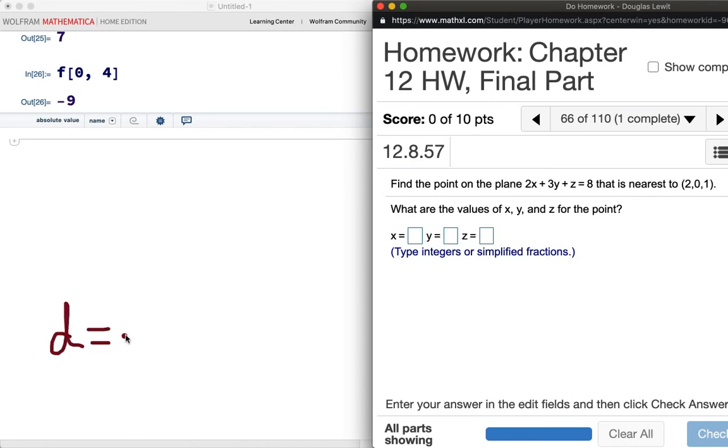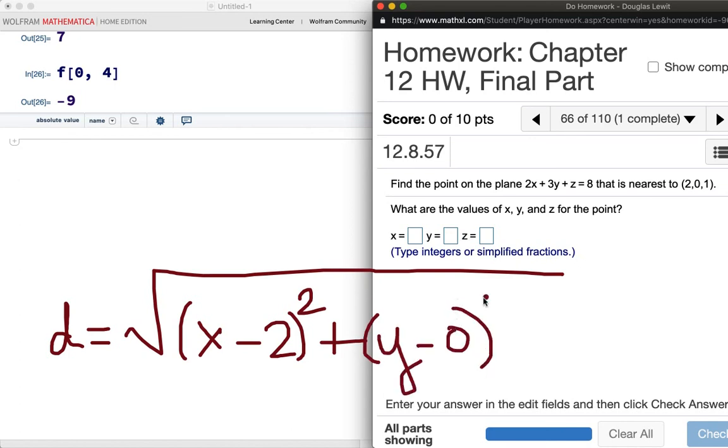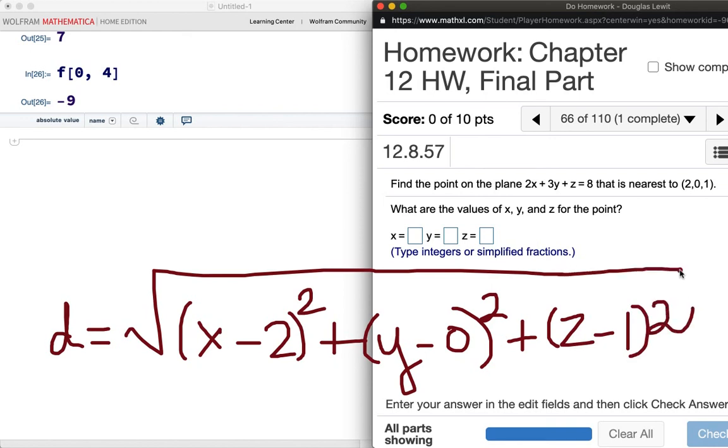distance is equal to the square root of (x minus 2) squared plus (y minus 0) squared plus (z minus 1) squared. Okay, so that's actually your distance function.